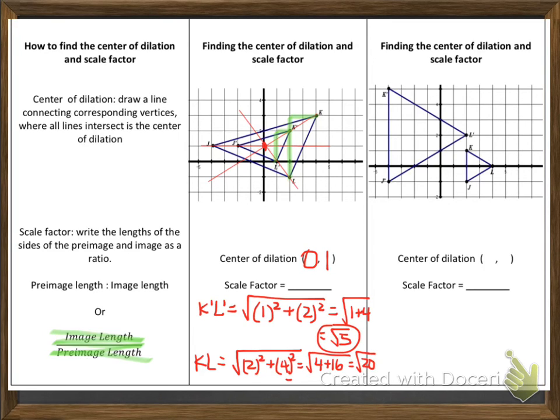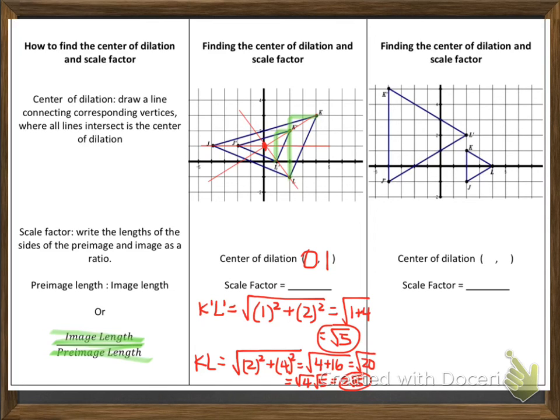Now, just like in the investigation, we want to simplify our radicals so we can really see what the scale factor is. So I've broken that apart to square root of 4 times square root of 5, because 4 times 5 gets me 20. And 4 is a perfect square, which is the goal, to get out a perfect square. So I take the square root of 4, which is 2. So the answer for KL would be 2 square root of 5.